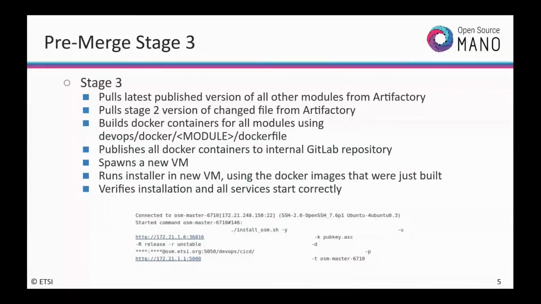It then goes through and builds the Docker containers for all of the modules. It does this using the DevOps Docker files for the specific modules. So there are 2 Docker files that each module will have. One is for the sole purpose of executing tests. The other one is located under DevOps, and its purpose is to create the final Docker image that will be used at install time. It pushes all of these Docker containers that it built into our internal GitLab repository.